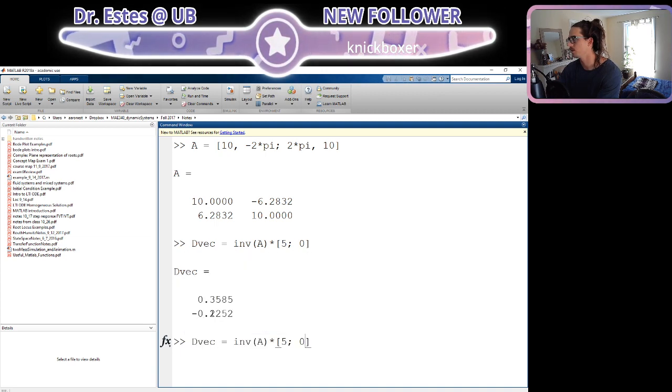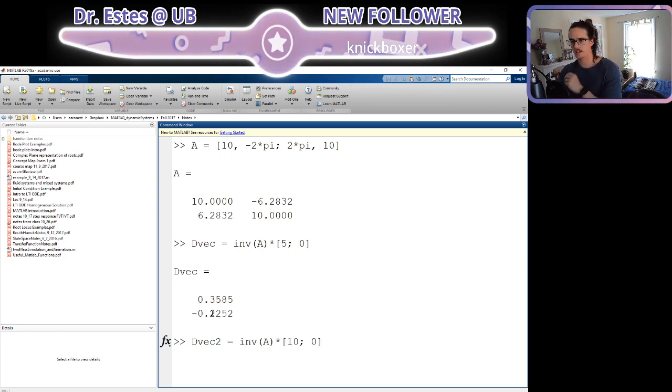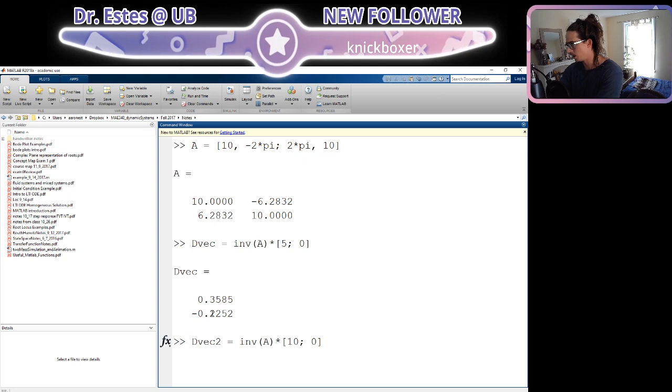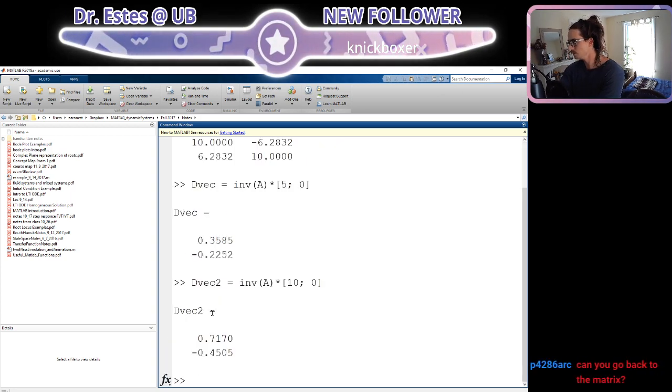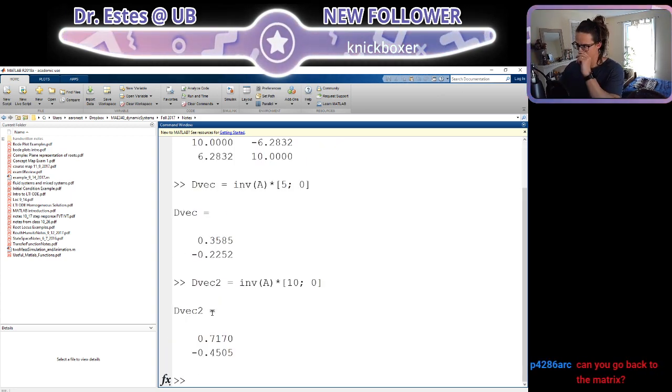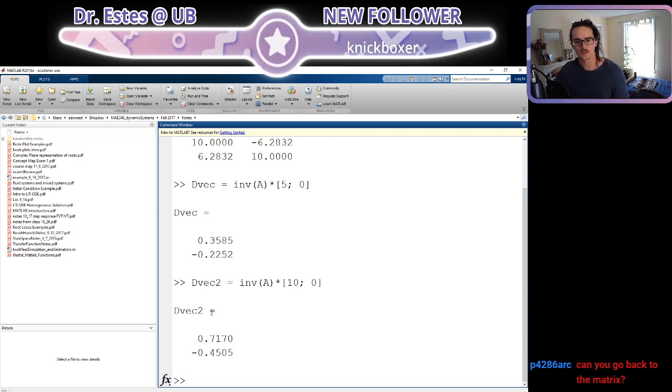So let's call this D vector 2. The only thing I'm changing, it saved my A matrix from before. This is our new one. Can you go back to the matrix? Yeah, I will in a second.